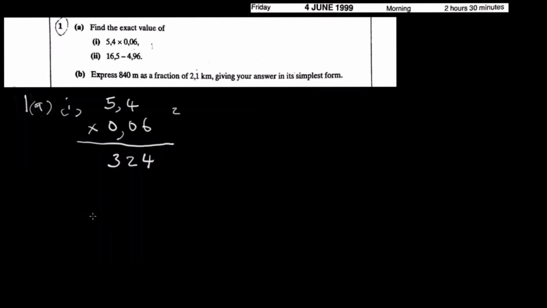Now we count our decimal places. 1, 2, 3. 1, 2, 3. Place our comma here, and we have our 0 here.